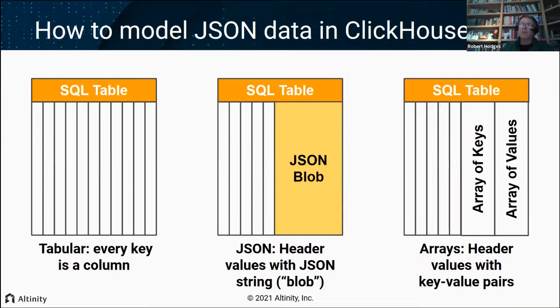It has advantages, and we'll start with that first because it's the easiest. Really going to a native tabular format is going to give you the best performance and is the simplest to work on. Now, there's another really interesting middle ground, which is to store your JSON in a string. We call it a blob.